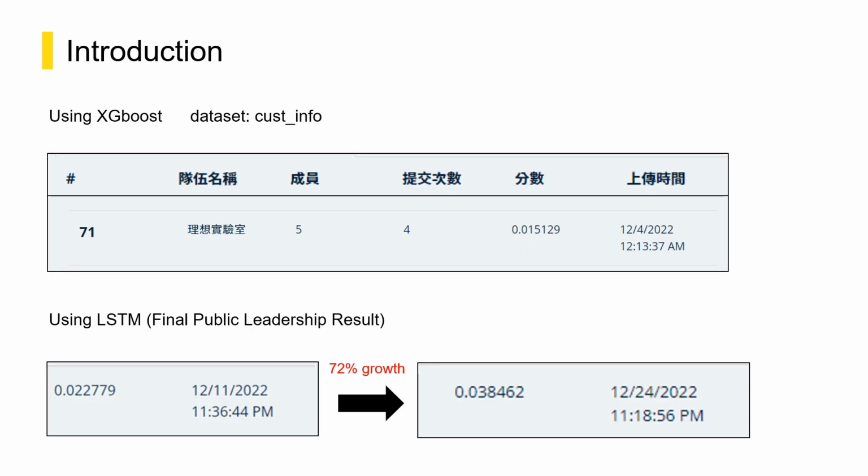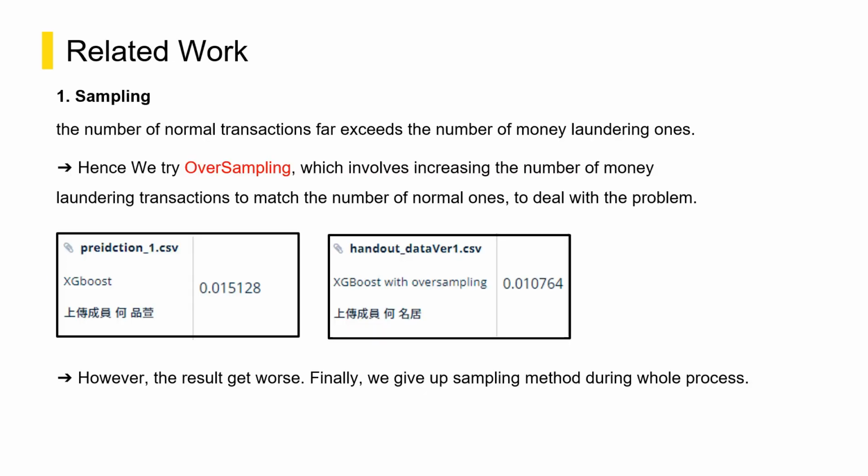This part is our introduction. The top score is our bottom line. When we first submitted, we had 0.01, and at our last progress check-in, the left bottom one, we had 0.02. During these weeks we had 72% growth, which gives us a 0.038 score. And now we are on our related work.